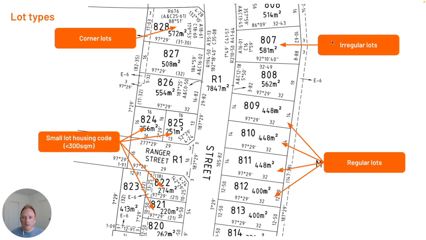Then there's irregular lots. So they're realistically just not rectangular lots like these. These are regular lots here. They've got the same width at the front and the back and the same depth on the left and the right. Okay, that's a regular lot. And the irregular lots can be all various shapes and sizes. Essentially, some can be triangle shaped and things like that. Okay, so they're the main lots that we deal with.